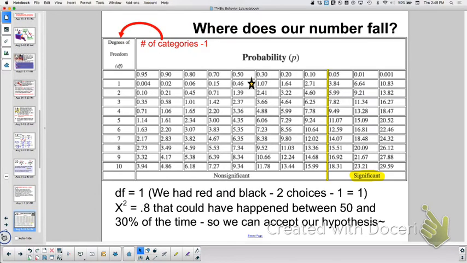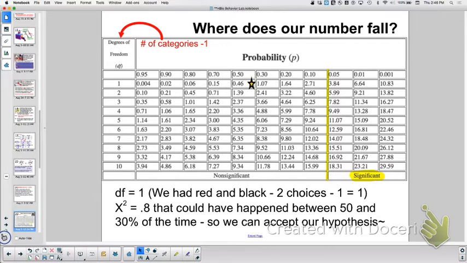This table is scary, but let me explain it to you, okay? So the first thing we have over here is degrees of freedom. Your degrees of freedom is always one less than how many choices you have, and this is why. If it were not red, what would it be? Black, 1 degree of freedom. But if I had red, black, and pink, right? If it's not red, it could either be what? Black or pink, so I would have 2 degrees of freedom.